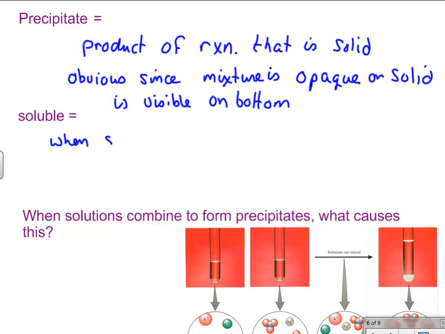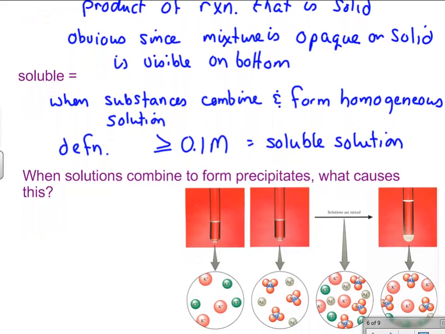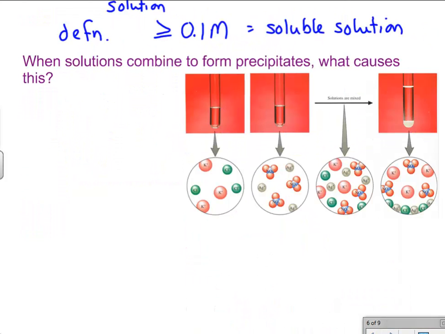When something is soluble, it means it will dissolve in water. There's a cutoff definition for solubility, and that is when substances will dissolve to create a solution that is at least 0.1 molar concentration or larger. So if I can make a 0.1 or a 0.15 molar solution of something, it's defined as being soluble. If the most concentrated I can make something is 0.08 molar, it's defined as being insoluble.